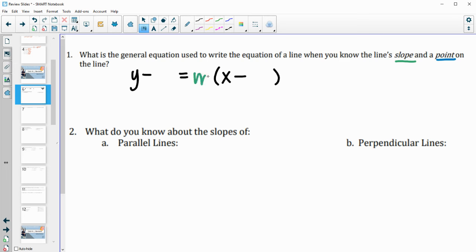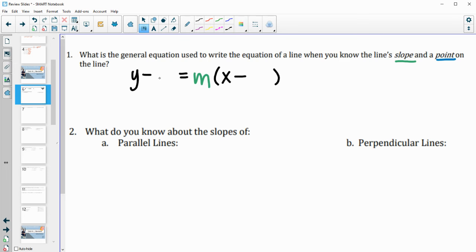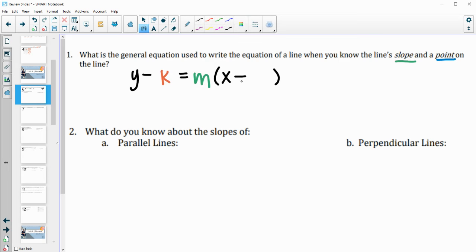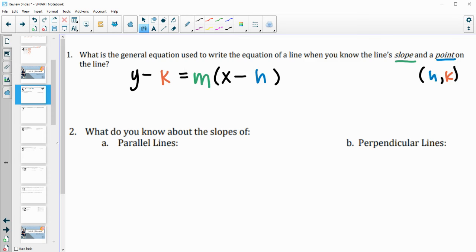And so your m is here, your slope is here. Then you've got the y minus the y coordinate of your point, and you can call it y1. You can also call it k. And then you've got x minus the x coordinate, which again you can call x1 or you can call h. So a lot of times in this we call it (h, k). So it just means any point that is on your line. So that point is (h, k).